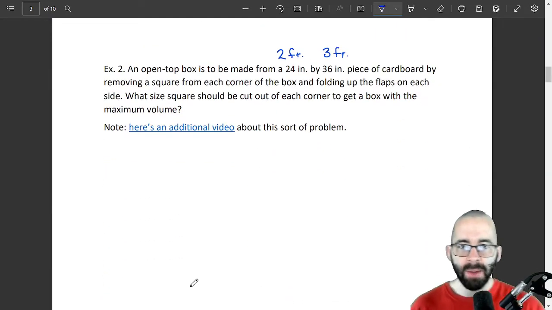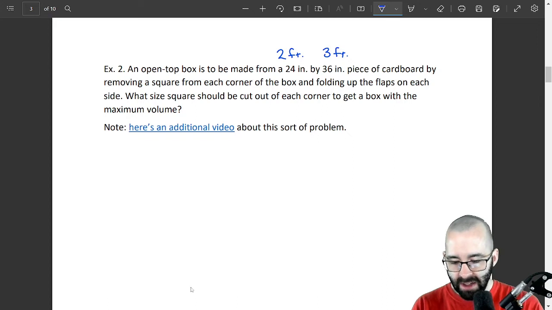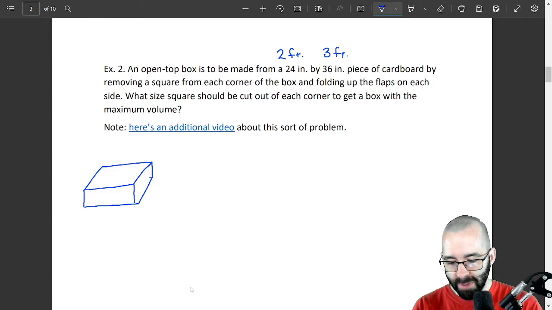So we have an open top box. Okay, so let's draw the box, and we'll draw the cardboard that makes the box afterwards. So we have some kind of box. It has an open top. Jason, this is a terrible box. And it's open top, so you actually can see this part. Like this.